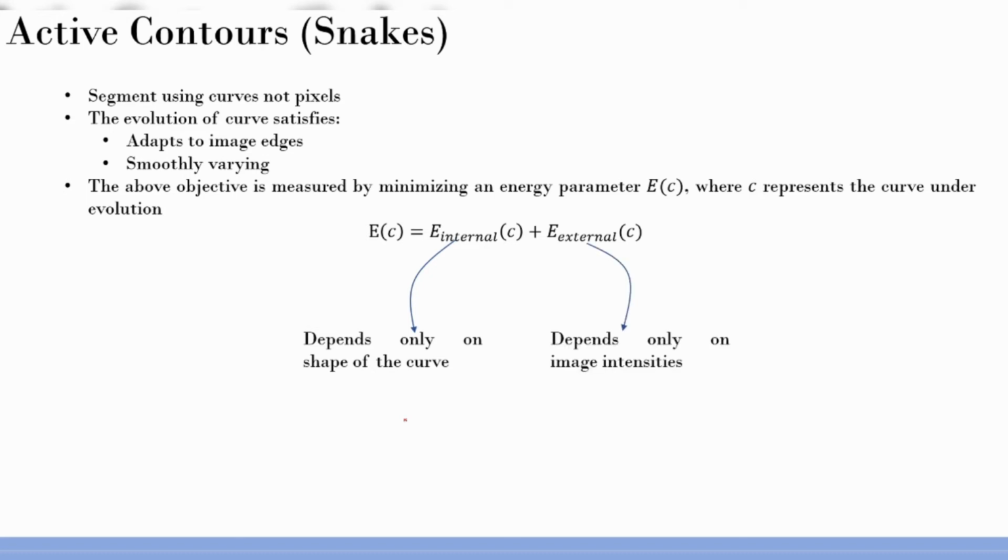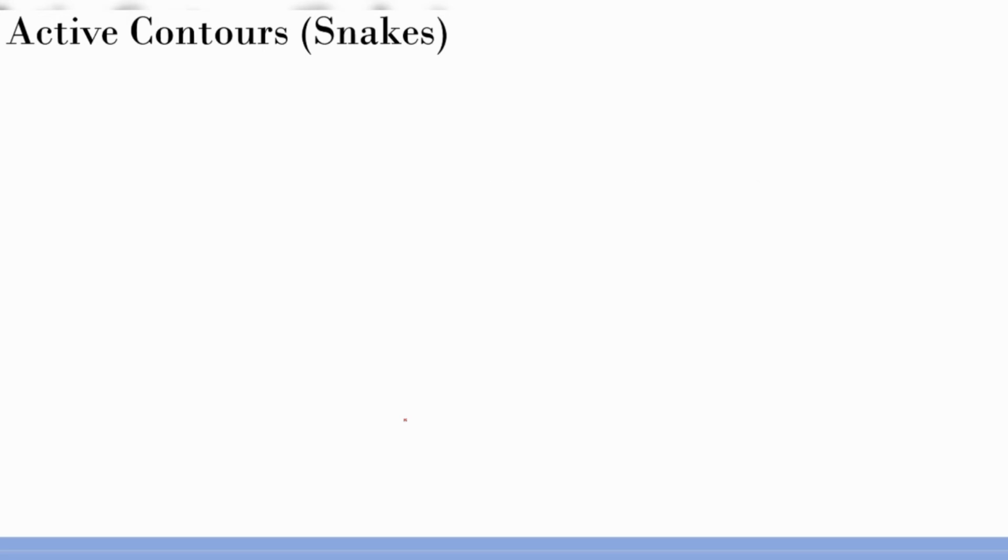And the external part is what depends on the overall objective of trying to go towards an edge, for example, and it depends on the intensity of the image. Okay, so you will come to know. I have a lot of equations coming up, so you will come to know how you are going to measure this internal energy and the external energy and all the related aspects.